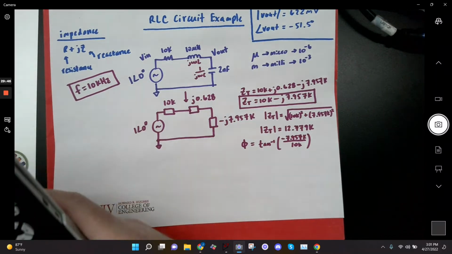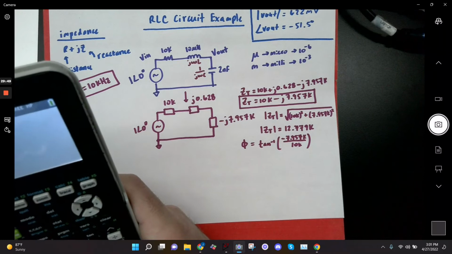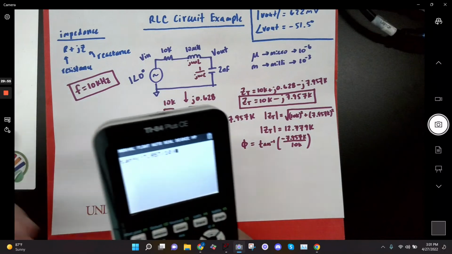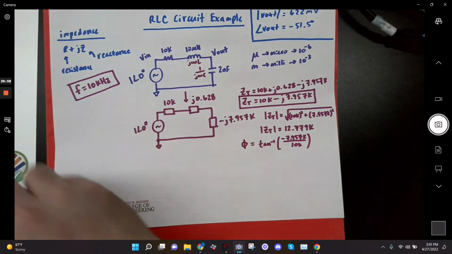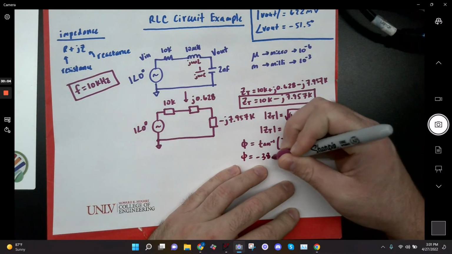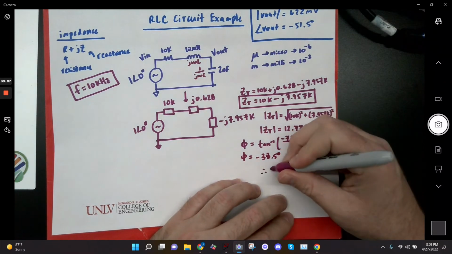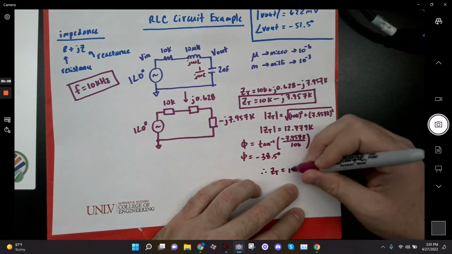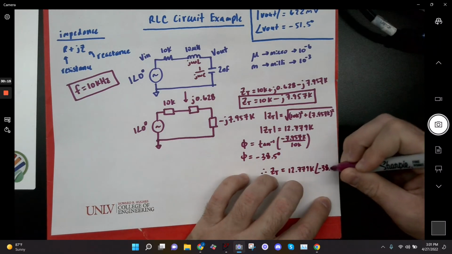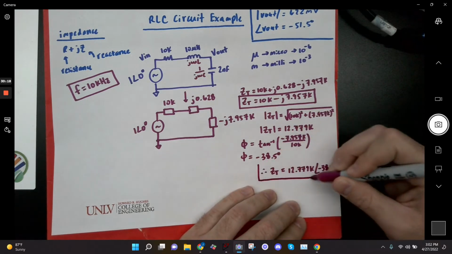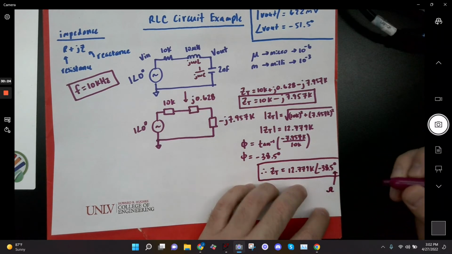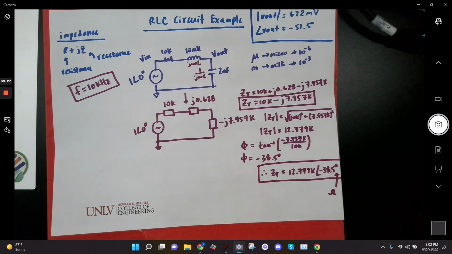Okay, so let's go with the tan inverse of negative 7.957 over 10. Realize it's a ratio, so you don't need the k's, right? The k's cancel. Negative 38.5. Anybody get that? Yes. All right, so this is a phi of negative 38.5 degrees. Therefore, my Z total could be described by 12.779k angle minus 38.5 degrees. All right? Ohms, right? Okay, any questions about that?